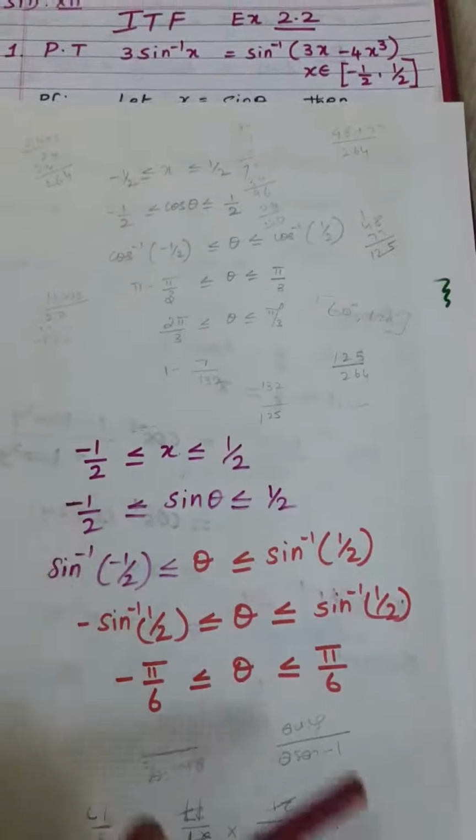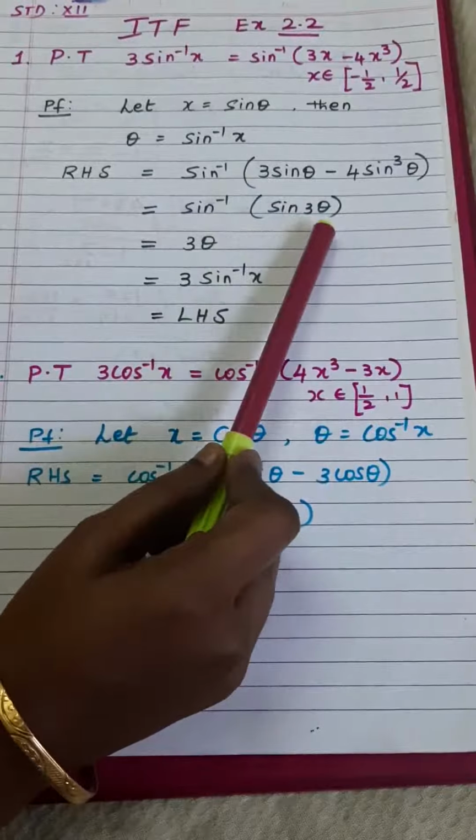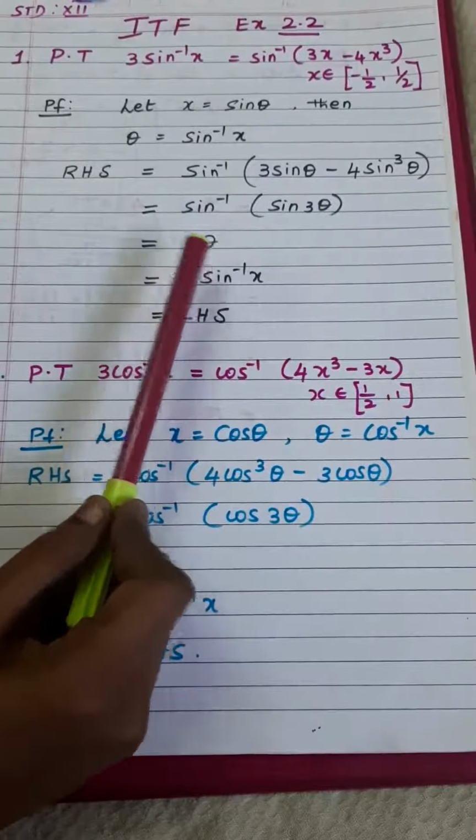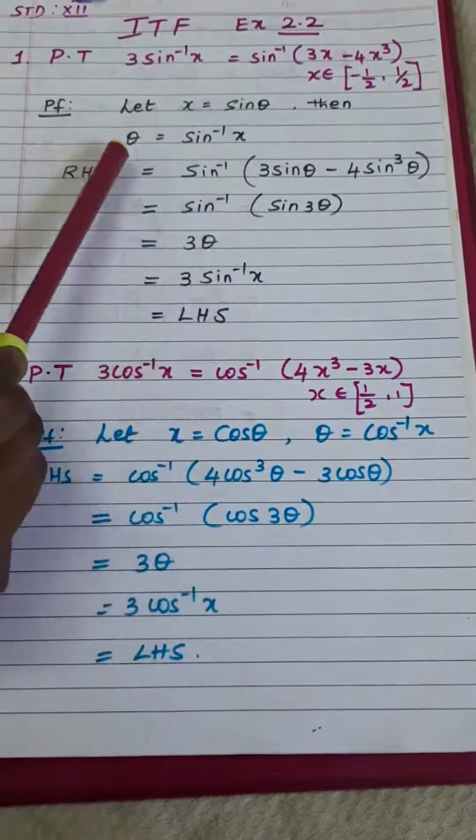So now let us come to the point. Here x equals sin theta, so theta is equal to sin inverse x. Take RHS, substitute the x value: sin inverse of (3 sin theta minus 4 sin cube theta). This is nothing but the formula for sin 3 theta. So sin inverse of sin 3 theta will become 3 theta. And already we have seen theta equals sin inverse x. So this is equal to 3 sin inverse x, which is the LHS. This is the required proof.